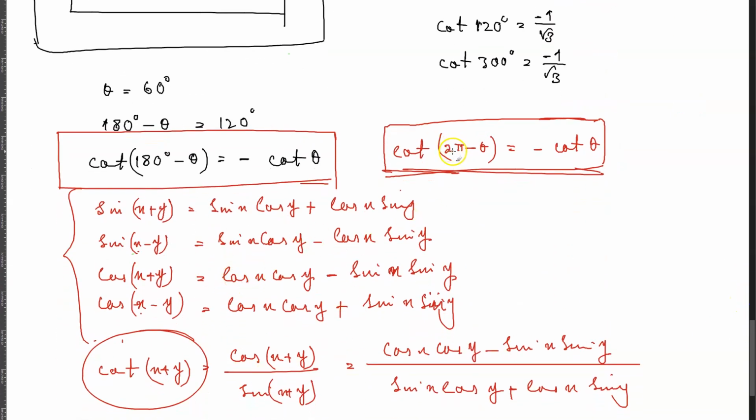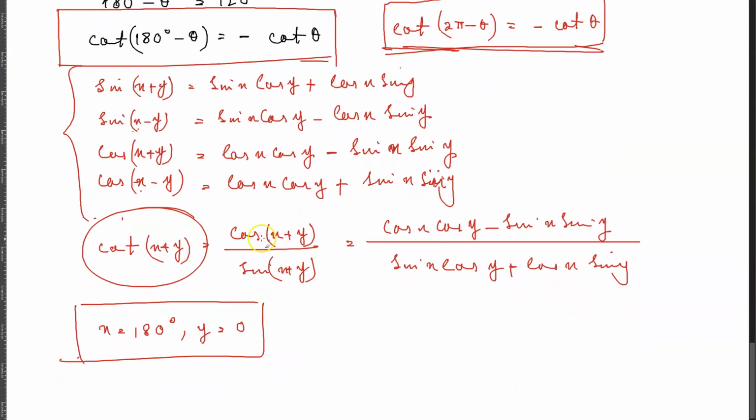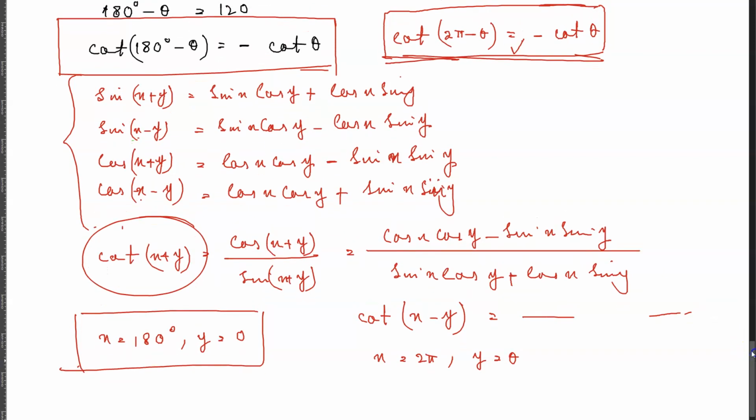So that is another relationship that we found here, and you can verify it using all of these formulas. In the same way, you can find a formula for cot of x minus y. You can do the same thing, and then set x equal to 2 pi and y equal to theta, and see if you can get this formula as well, right?